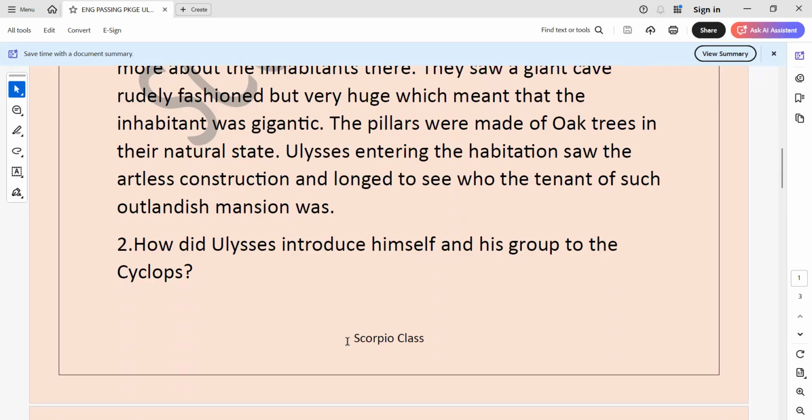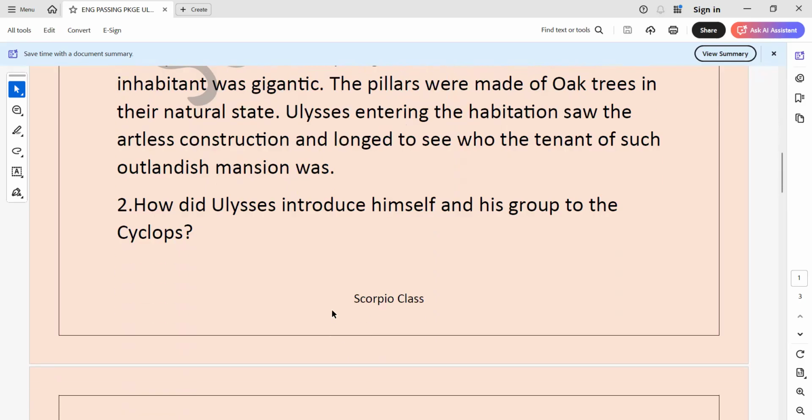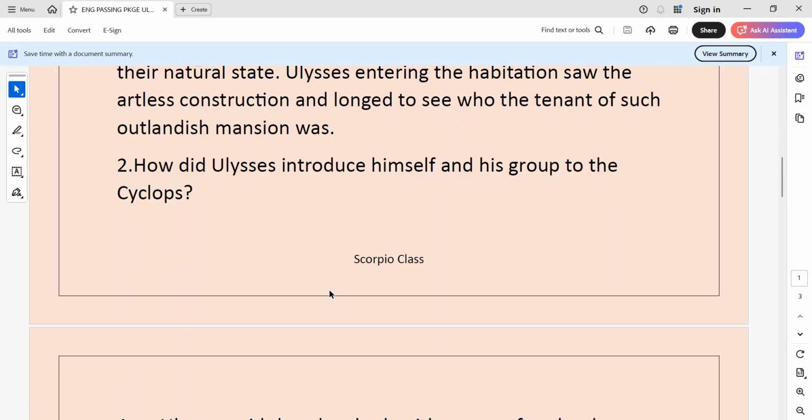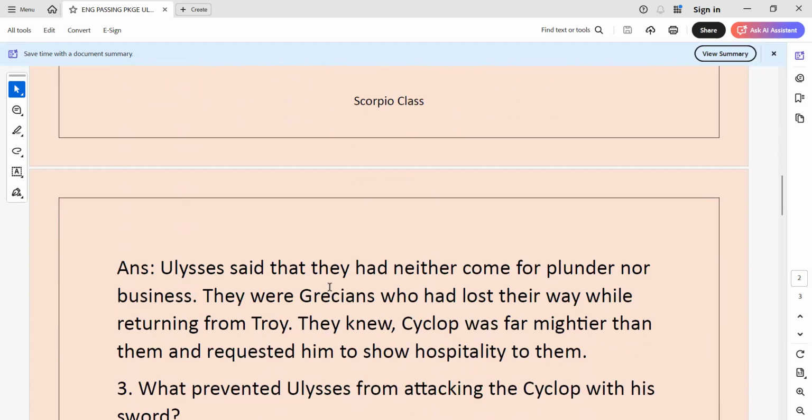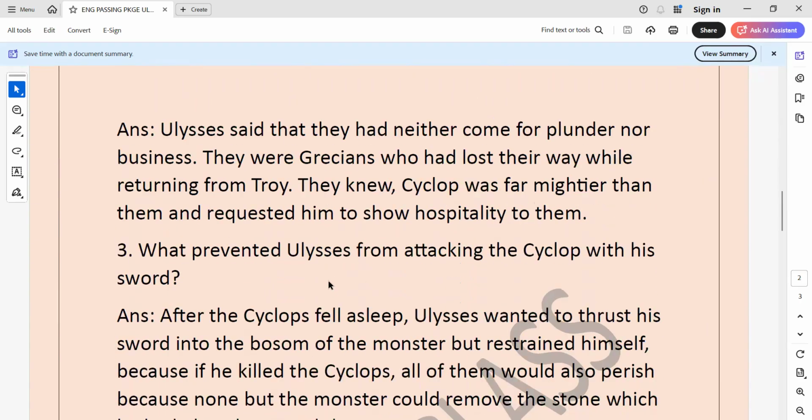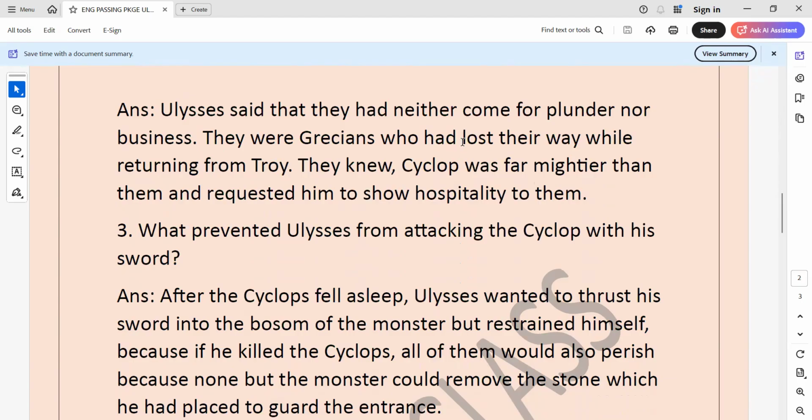Moving to next question. How did Ulysses introduce himself and his group to Cyclops? Ulysses said that they had neither come for plunder nor business. They were Grecians who had lost their way while returning from Troy. They knew Cyclops was far mightier than them and requested him to show hospitality to them.